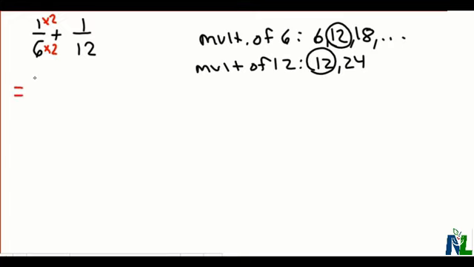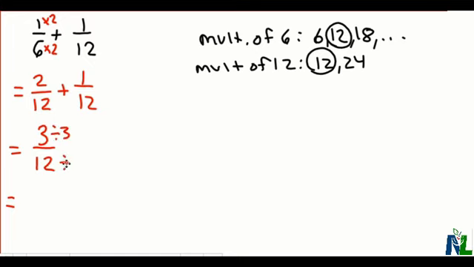So we end up with 2/12 plus 1/12. So our denominator is 12, that's going to stay the same, and 2 plus 1 is 3. So our answer is 3/12. However, that answer is not in simplest form. Both numbers can be divided by 3 to give us 1/4 as our final answer.